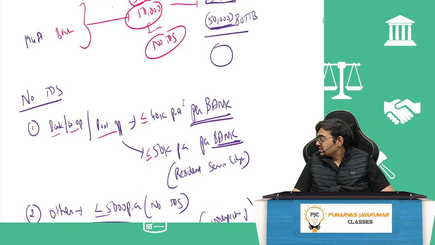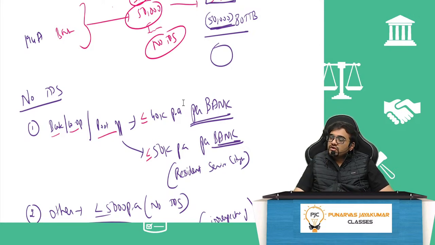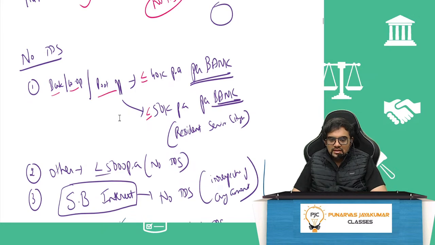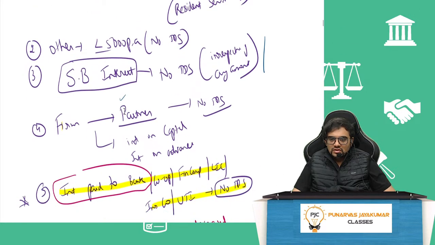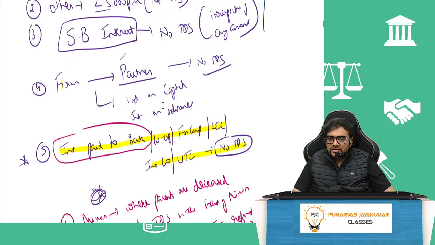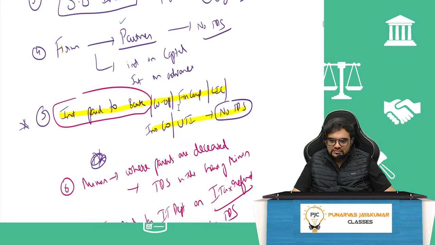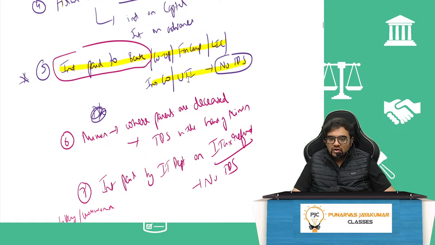And for a non-resident senior citizen, it is still 40k. The 50k limit is only for a resident senior citizen. In other cases, it is less than or equal to 5000 rupees per annum, no TDS. Savings bank interest, no TDS irrespective of any amount. So which means this 194A is only for recurring deposit, fixed deposit, etc. Firm paying interest on capital or interest on advances to a partner, no TDS. Interest paid to bank, cooperative society, finance corporation, LIC, no TDS, which means I have taken a loan from bank and I am paying interest to bank. Will 194A come? Should I deduct? No.